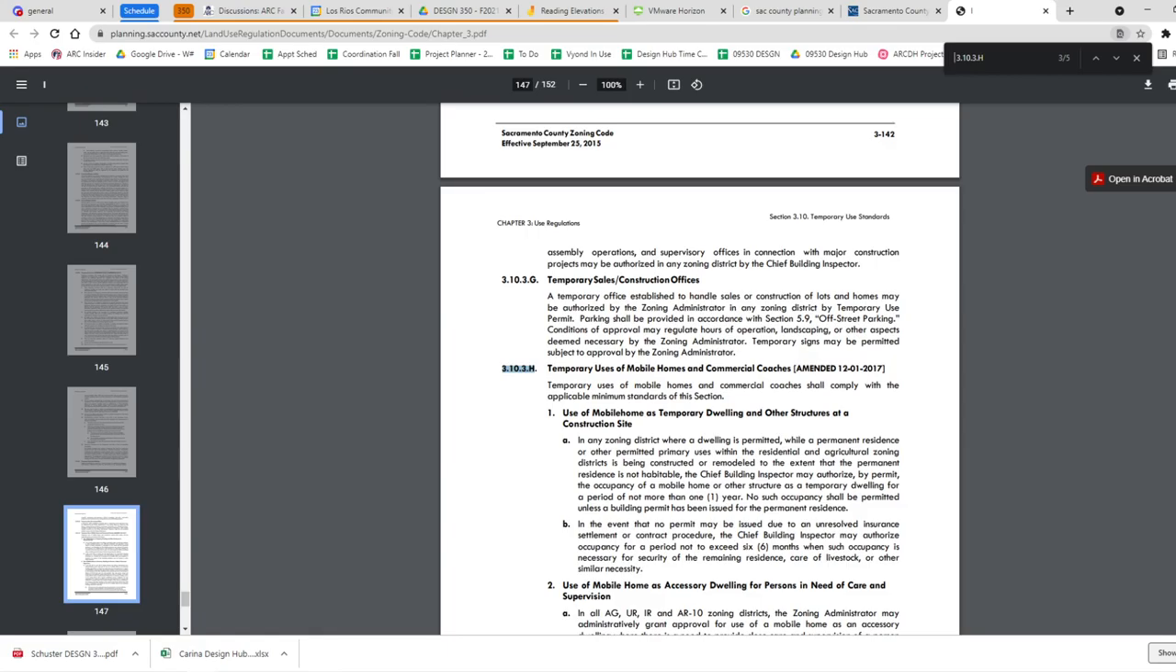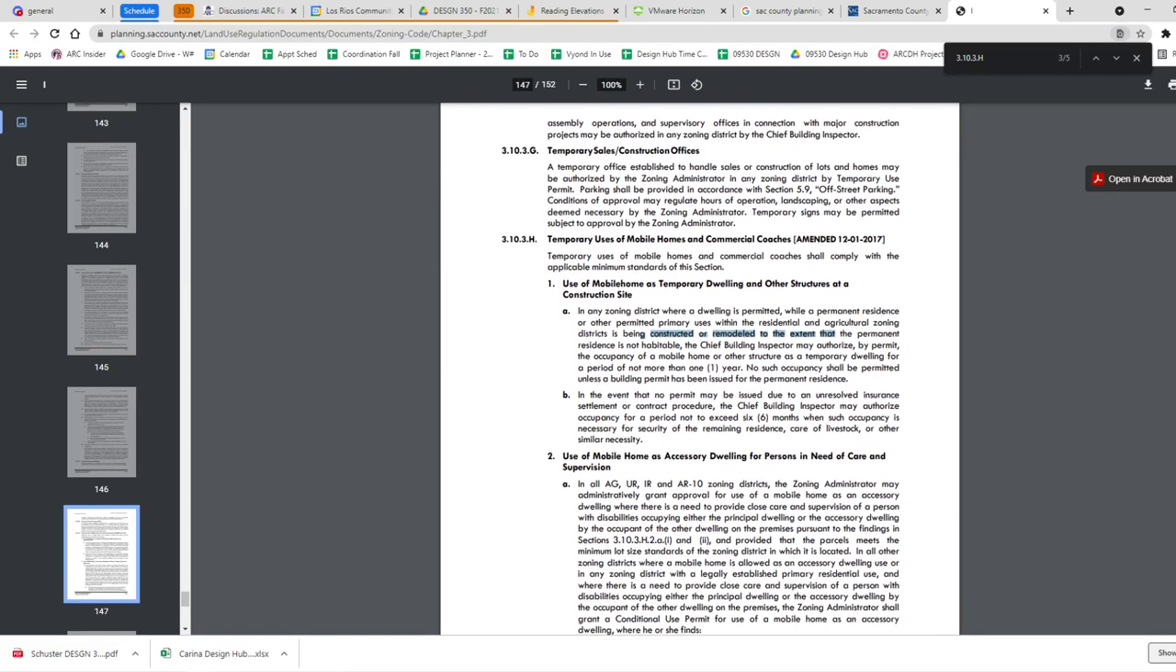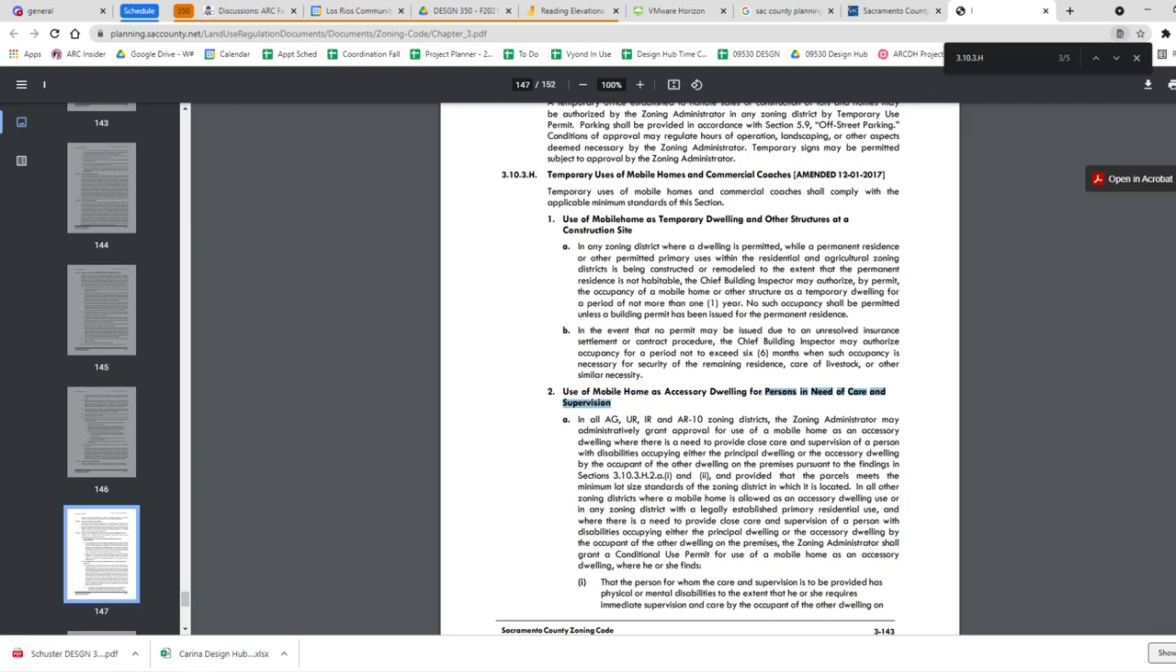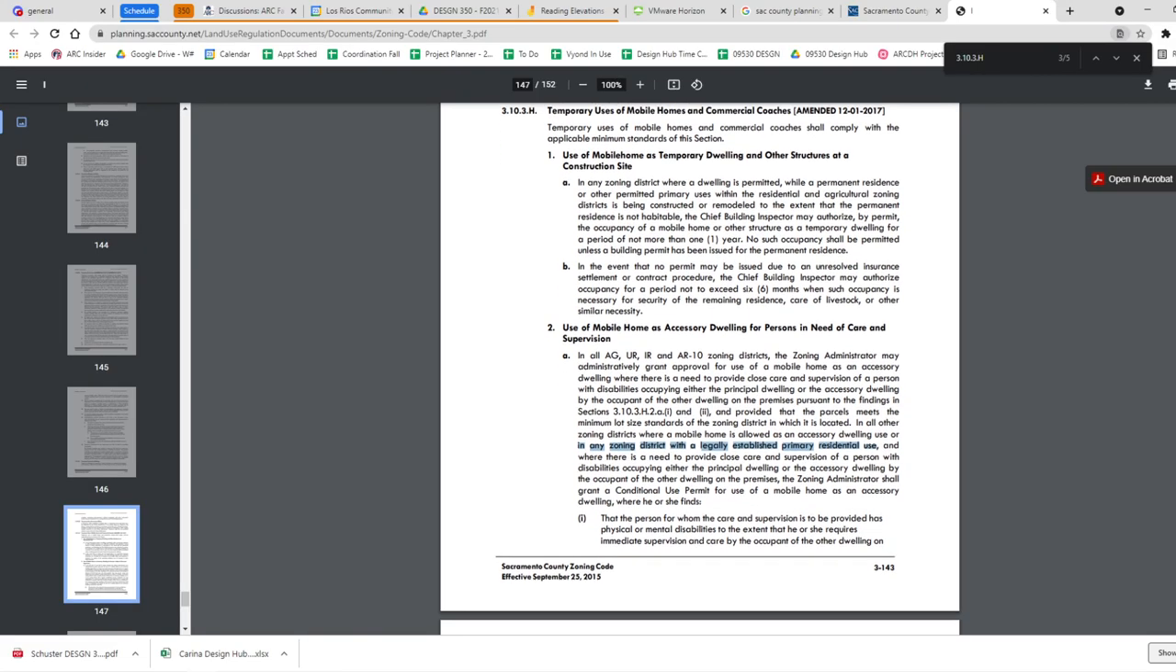Temporary uses. Residential. Blah, blah, blah. Well, they're saying you can. This one. It says it's being constructed or remodeled. For persons in need of care or supervision. So that would go with the foster youth. There we go. Close care supervision. In any zoning district. With a primary established residential use. Right there.